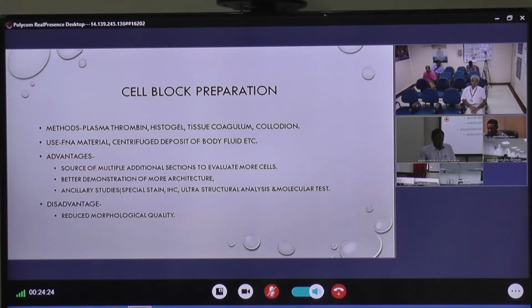So there are many advantages of this. These cell block sections are a source of multiple additional sections, and this allows evaluation of more cells, better demonstration of architecture, and ancillary studies like special stains, IHC, ultrastructural analysis, and molecular studies can be done on this cell block platform. Obviously, there are some disadvantages also. Reduced morphological quality of the cells is one important disadvantage of cell block preparation.